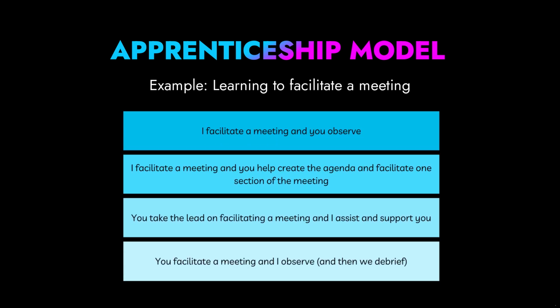First, I would facilitate a meeting and you would observe. Then I would facilitate another meeting, and this time you would help. You might help me by creating the agenda, and you might run one section of the meeting by yourself. Third, you would facilitate a meeting and you would take the lead and I would offer support. So maybe I step in if you're having trouble facilitating, or I'm there to answer questions if you have trouble creating the agenda. And finally, you'll facilitate a meeting on your own and I'll do nothing but observe, and then we'll debrief afterwards.